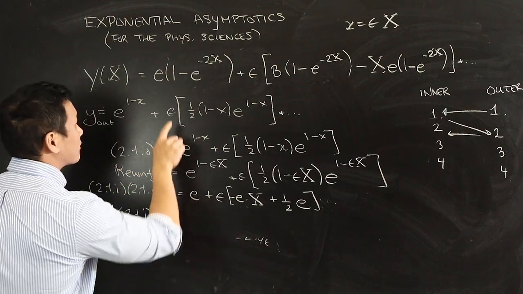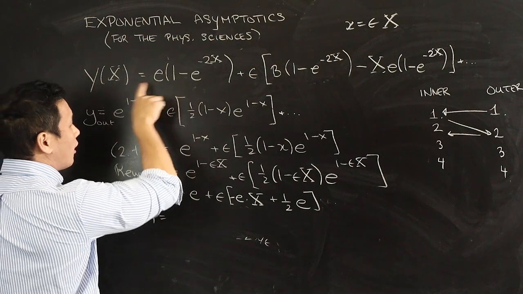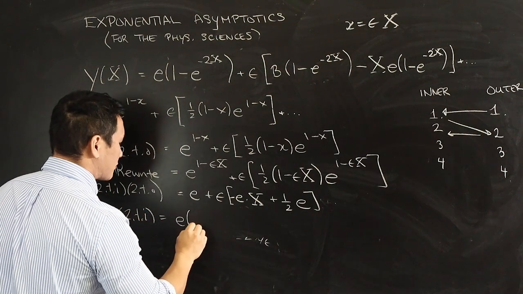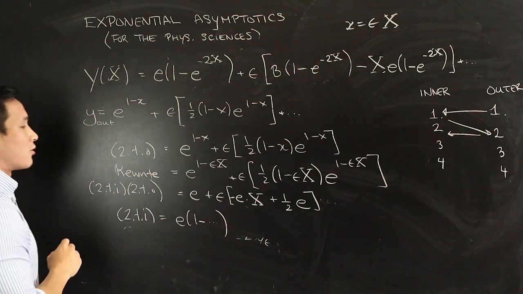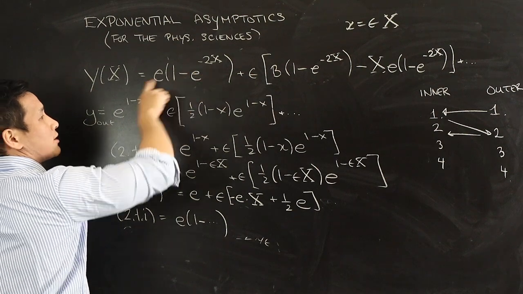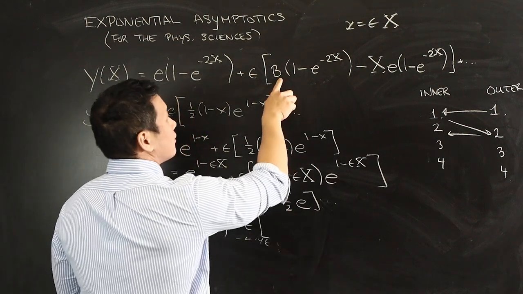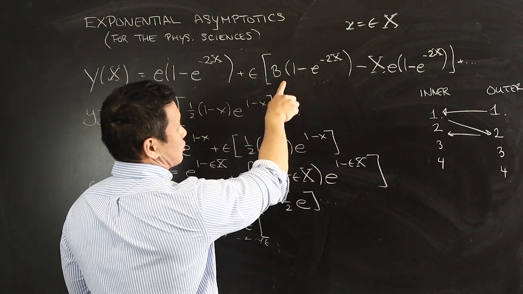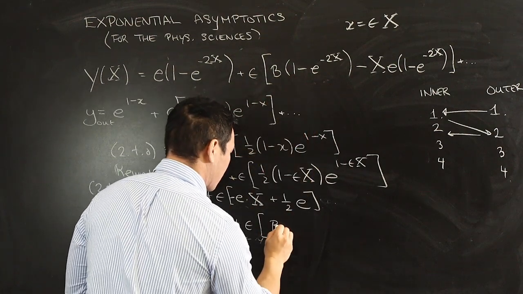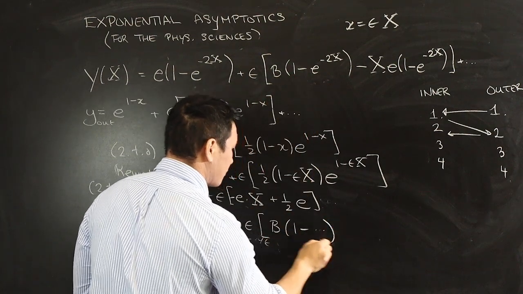So I'm going to take this top expression here. I'll go ahead and ignore them. So this will be e times 1 minus da da. I'll ignore the exponentially small things. I'll have an epsilon. I have a b here that I need to keep track of. I can ignore that one there. That'll be a 1 minus dot dot dot.